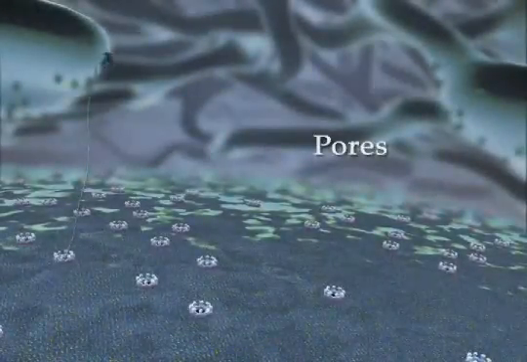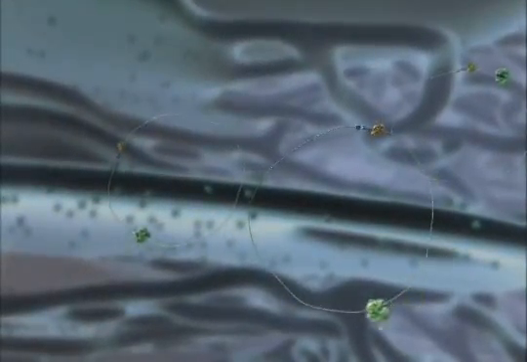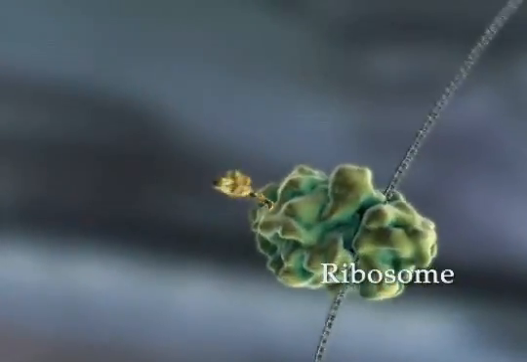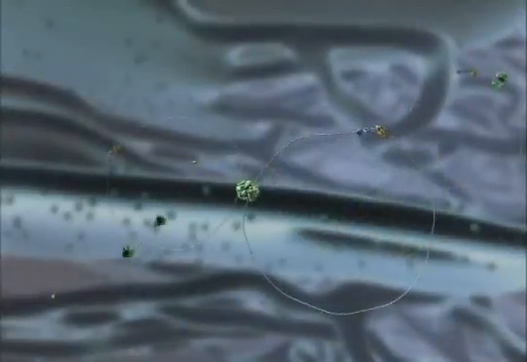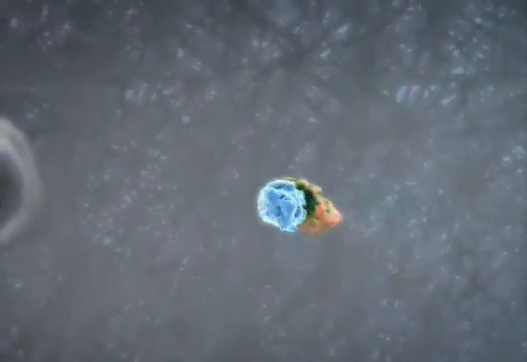Pores in the nuclear envelope allow the import of particles containing mRNA and proteins into the cytosol. Here, free ribosomes translate the mRNA molecules into proteins. Some of these proteins will reside in the cytosol. Others will associate with specialized cytosolic proteins and be imported into mitochondria or other organelles.